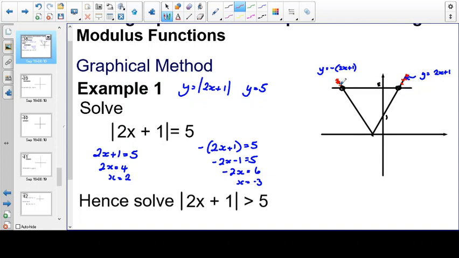Okay, so the x values that give these y values, well, that one is less than minus 3. So all these x values are less than the minus 3 there, and all these x values are greater than that 2. Okay, so if you get an inequality, you're going to solve it as if it's equal, and then you are going to apply the inequality, just like you would if you were doing a quadratic inequality.